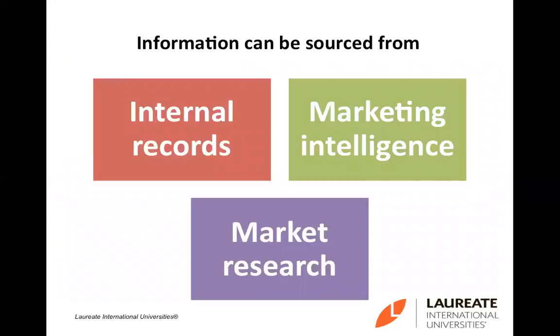And information can be sourced from three areas: the internal records, market intelligence, and market research. The internal records include any reports that the organization produces, anything in the company's database. This includes customer complaint reports, financial reports such as sales reports and profit reports, the production report, quality report, and so on and so forth.